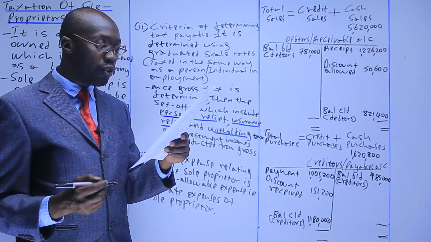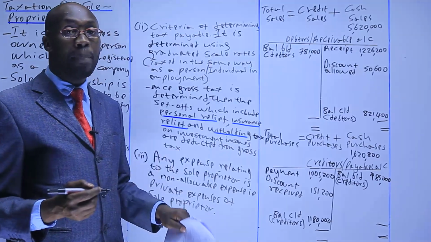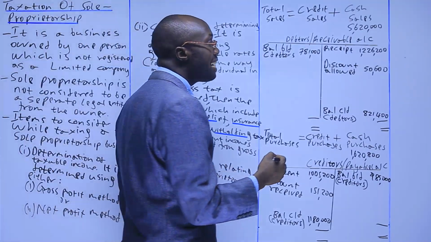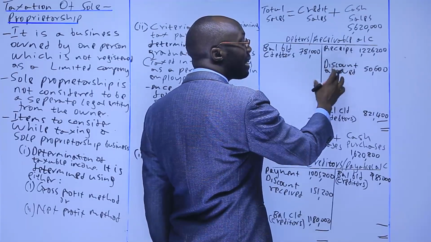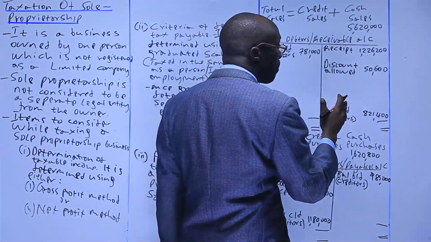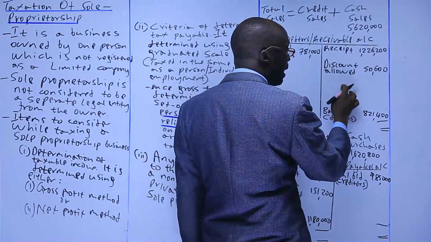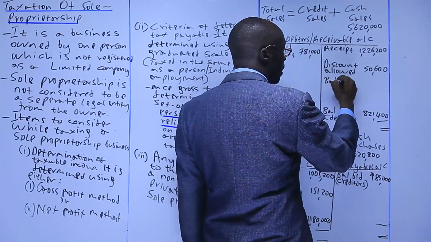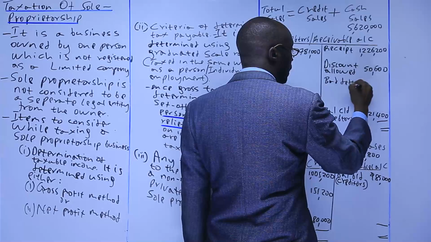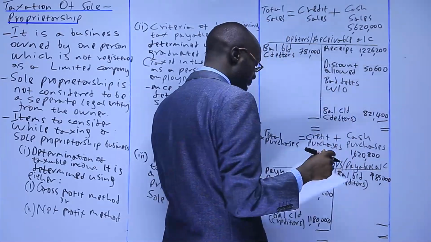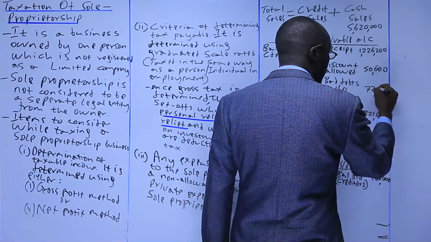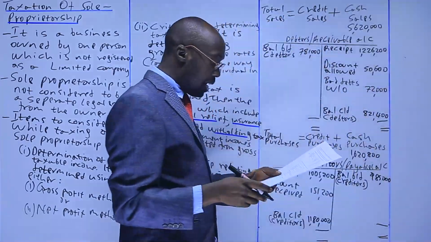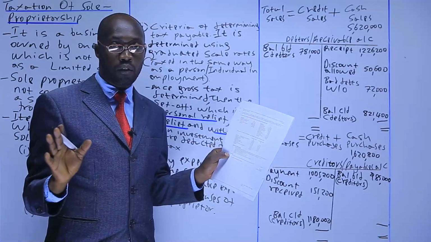Bad debt written off during the year amounted to 72,000. Bad debt does. So bad debt is usually from the debtors, some people who have refused to pay and you have written them off. When you write them off, it means that it reduces what you are demanding from them. So we have it here. Bad debts written off, which you have 72,000. Now you note that is the end of the question.